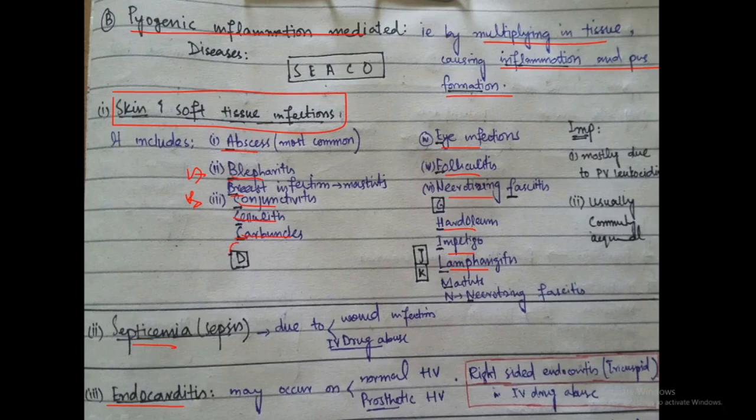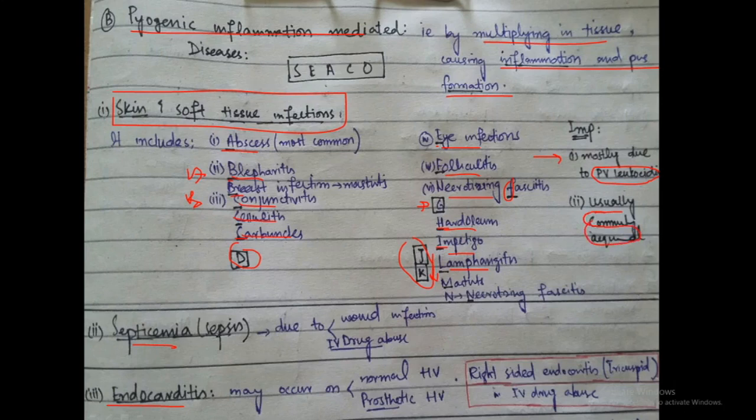leave D. Come to E for eye infection, F for folliculitis, necrotizing fasciitis, leave G. H, I for erysipelas, impetigo, and leave J and K. So come in alphabetical order, leaving D, G, J, and K, and you will remember all of this. The important point regarding this is that mostly this is due to the Panton-Valentine leukocidin, and usually they are community acquired.